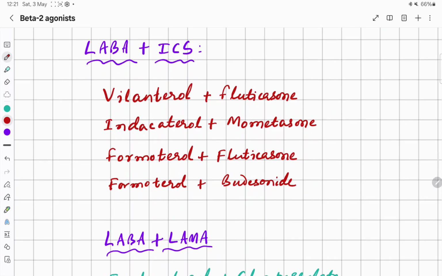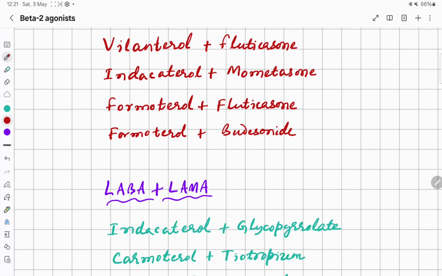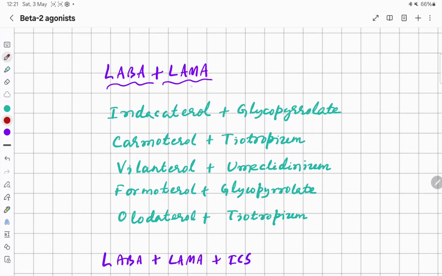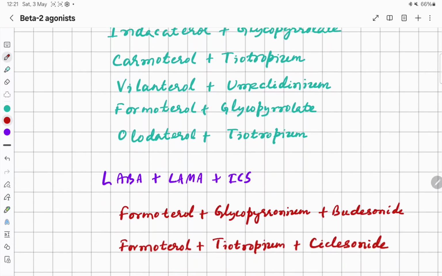The combination of a long-acting beta-2 agonist plus an inhalational corticosteroid (ICS) includes vilanterol plus fluticasone, indacaterol plus mometasone, formoterol plus fluticasone, and formoterol plus budesonide. Similarly, there are combinations of a long-acting beta-2 agonist and a long-acting muscarinic antagonist: indacaterol plus glycopyrrolate, carmoterol plus tiotropium, vilanterol plus umeclidinium, formoterol plus glycopyrrolate, and olodaterol plus tiotropium. These are some of the examples.